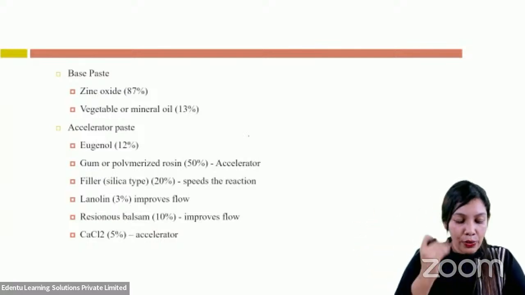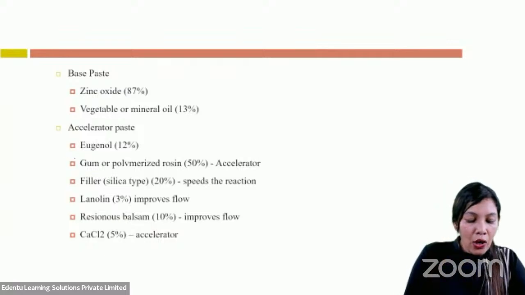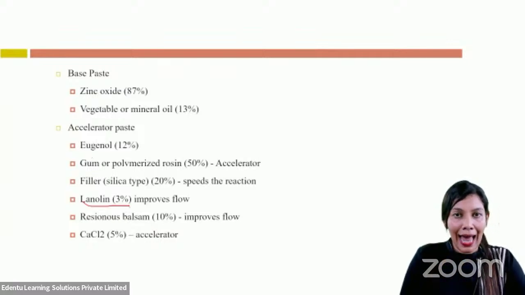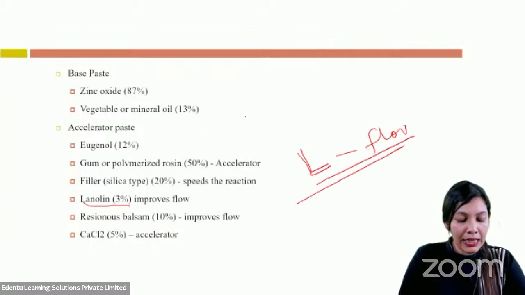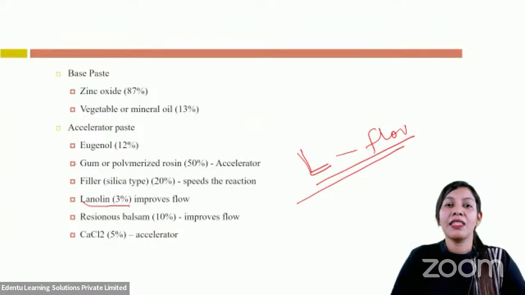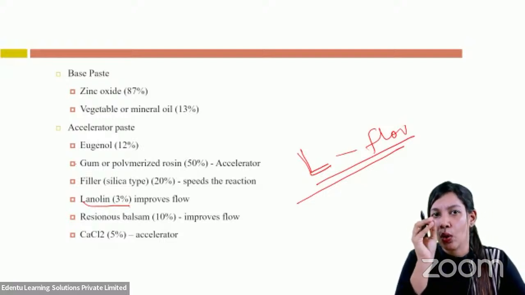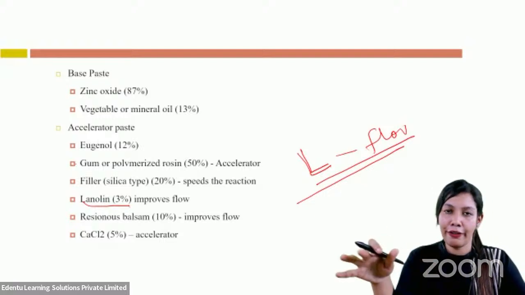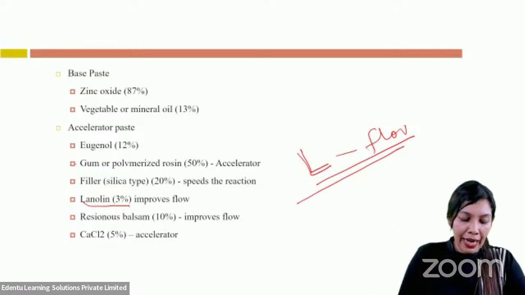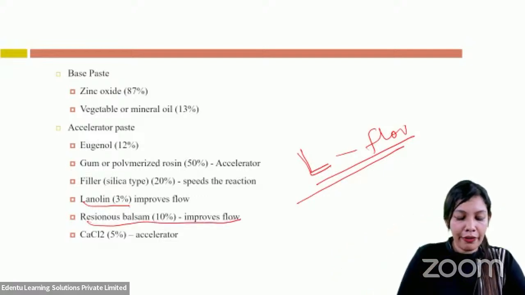And something you need to memorize again. Lanolin inside the accelerator helps in the flow. Lanolin helps in the flow. Very important. Second, the resinous substances. Any resinous substances help in increasing the flow. Just memorize the name and try to correlate. Lanolin is helping in flow. Again, the resin also helps in increasing the flow.